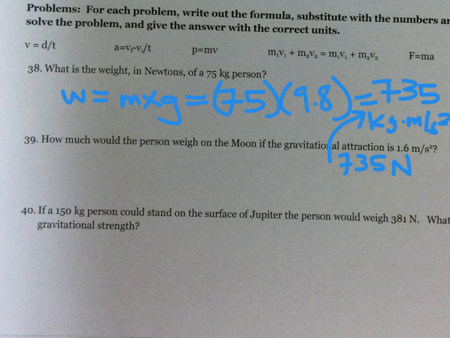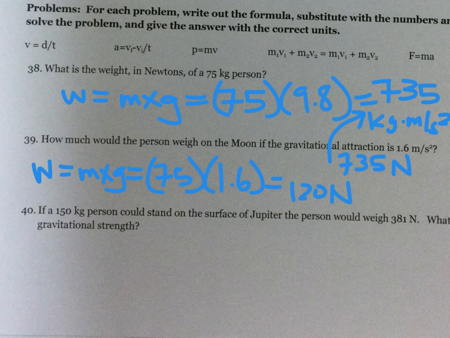So in number 39, we have a different gravitational force because we're on the moon instead of the Earth. So the equation is the same, weight equals mass times g, but this time gravity is going to be changed. So the mass is still 75, but this time our acceleration is only 1.6 meters per second squared. So that same person is going to weigh 120 newtons, or 120 kilograms times meter per second squared.